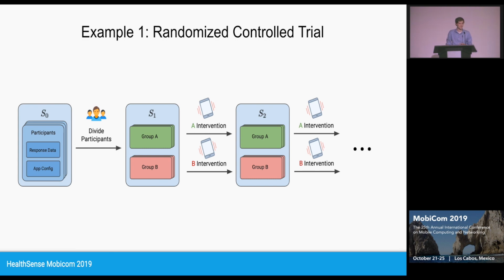So I'm going to step through just 2 examples of how these other trial design types are special cases of this generalized trial design. So a randomized control trial starts with just a list of participants, each with their app configurations and response data. And then the first step is to divide participants into research groups. The first group might be a control group, and the second one is the intervention group. And then unique interventions are continually given to those groups, and at the end of the study, the results are analyzed.